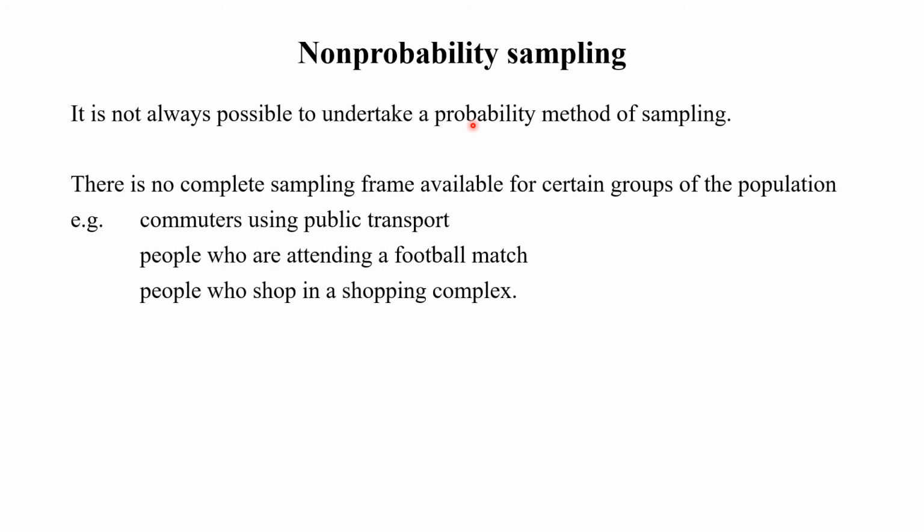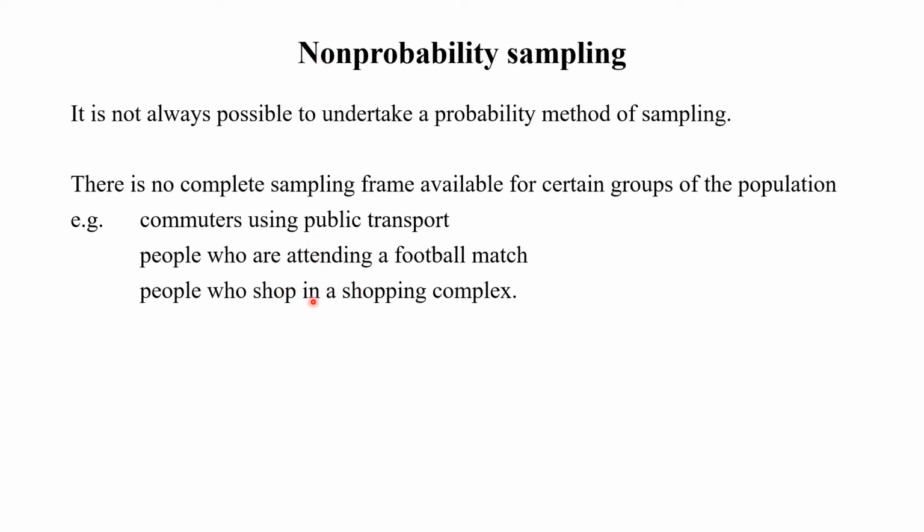it's not always possible to undertake probability sampling. Why? We may not have a sample frame. For example, commuters using public transport, you don't know who's coming today. People attending a football match, you don't know who's at the stadium. People who shop in a shopping complex, you don't know who is in the complex at that particular time. In all these situations, we don't have a sampling frame. Therefore, probability sampling cannot be done. The only alternative is non-probability sampling.